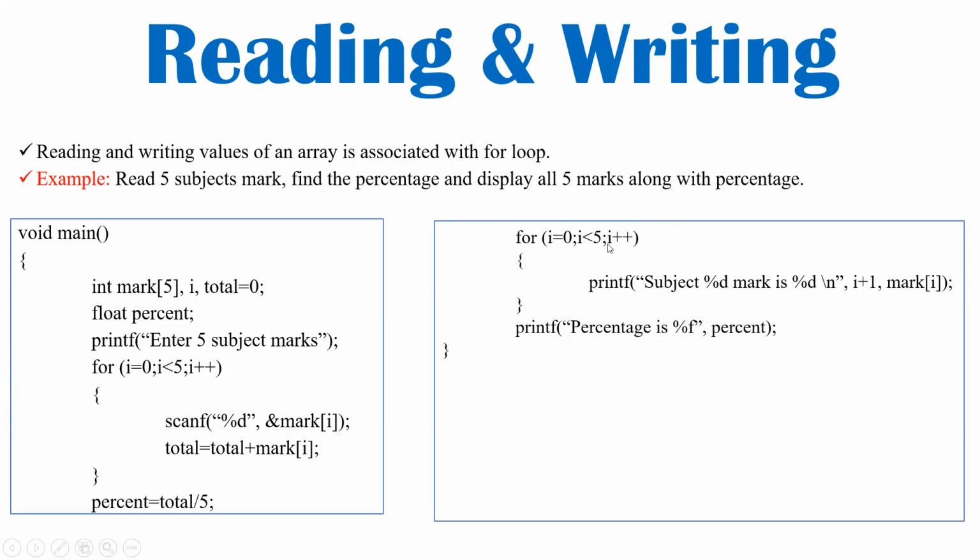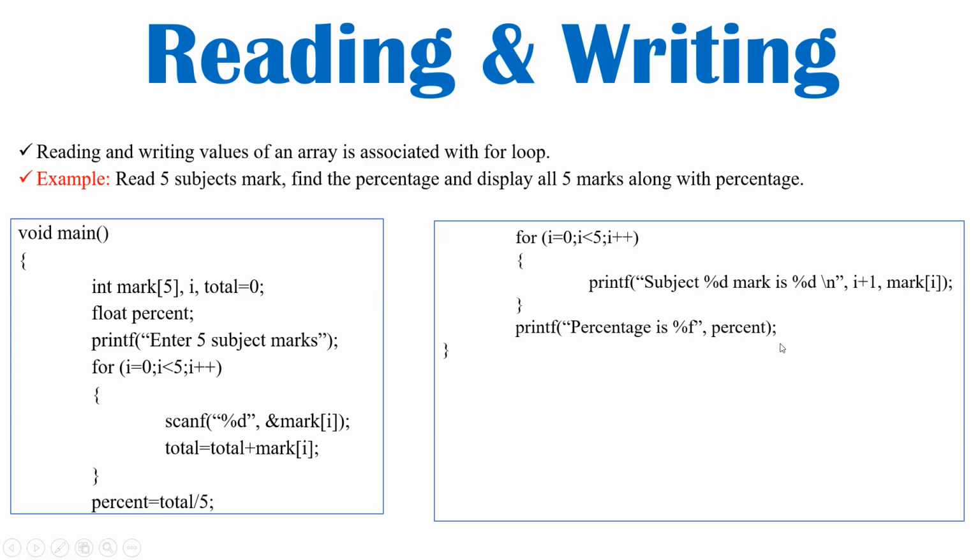Next time i equals 1, since i gets incremented. So subject %d is displaying i plus 1: 1 plus 1 is 2. Subject 2 mark is %d, representing mark of 1. So if it is 85, 85 will be displayed. This continues for all 5 subject marks. Finally, we print the percentage of the given marks.